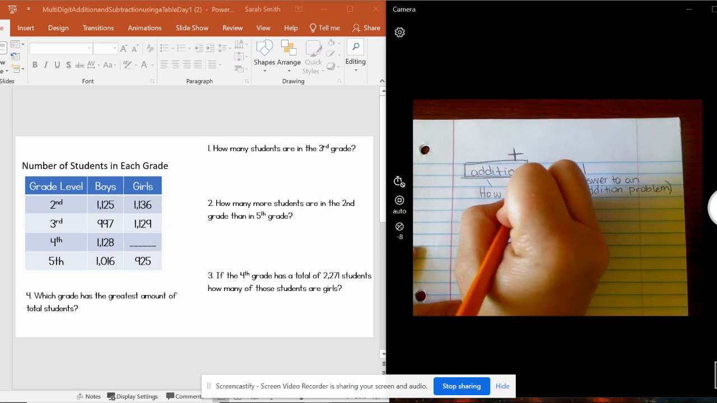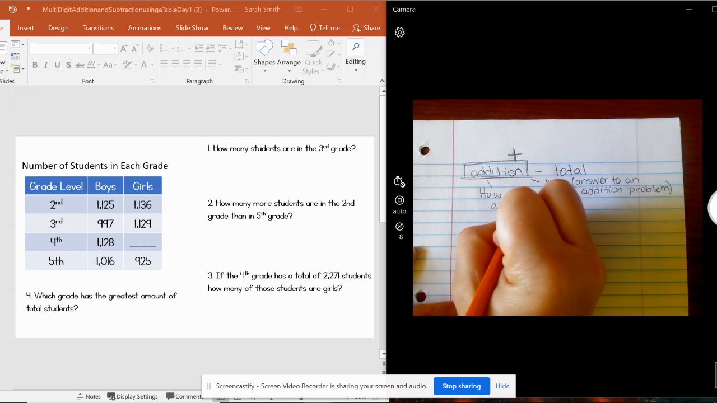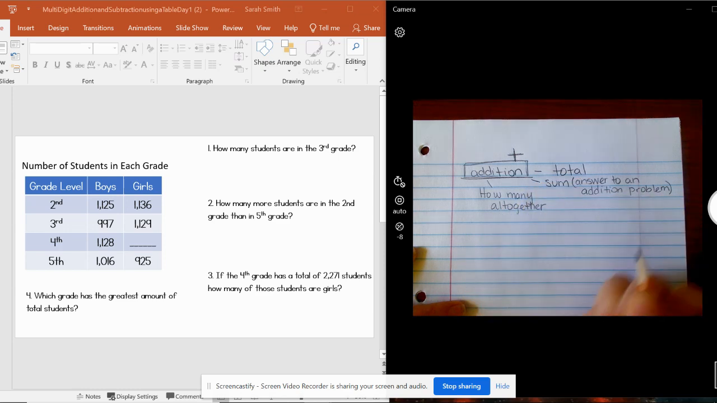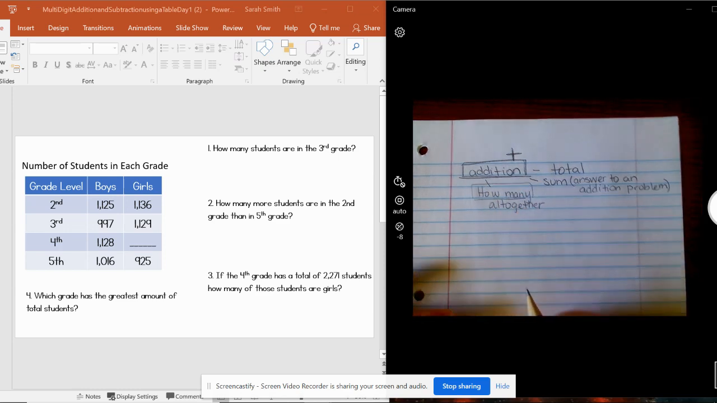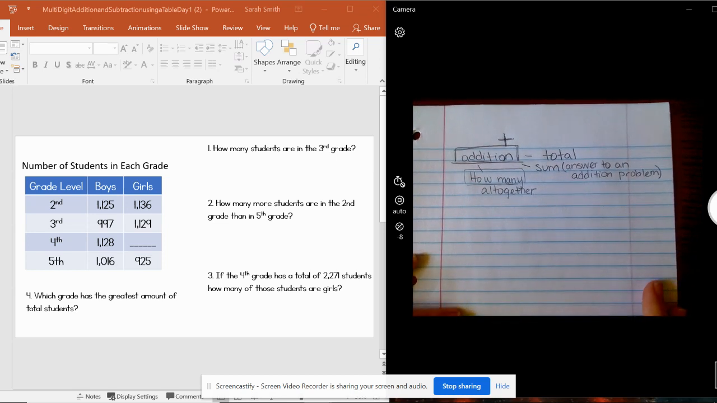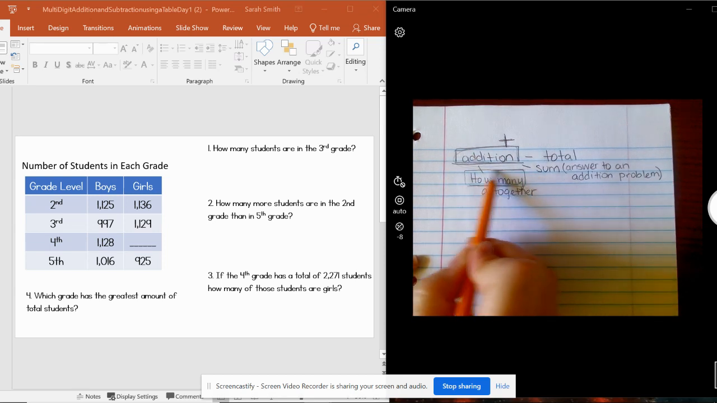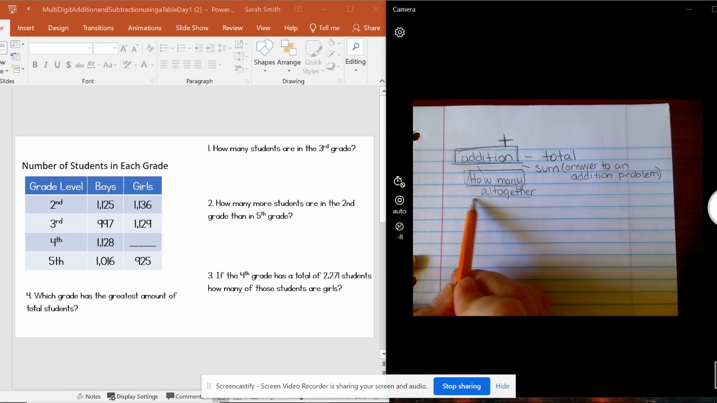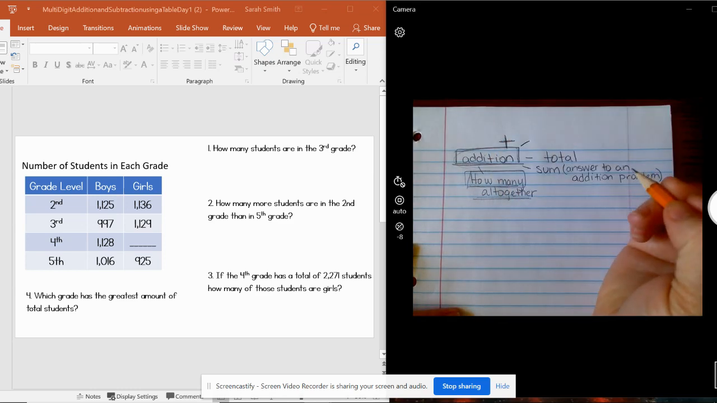Now, how many goes with a couple different things. So how many all together would be something we'd look for. Or you'd have to use the context clues for how many, because we remember from the other day, subtraction also uses how many, but it uses it how many more or how many less. Whereas addition, we generally see how many either by itself or with the word all together. So that's a little info there for you.